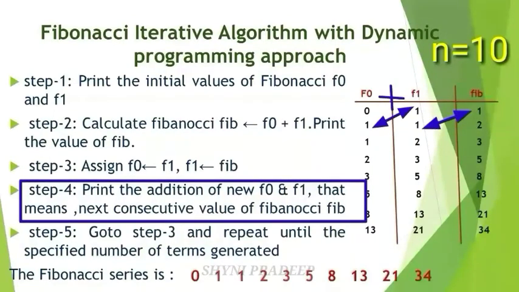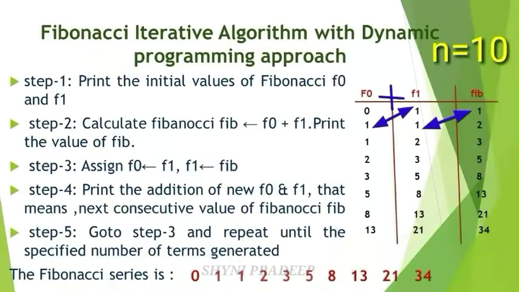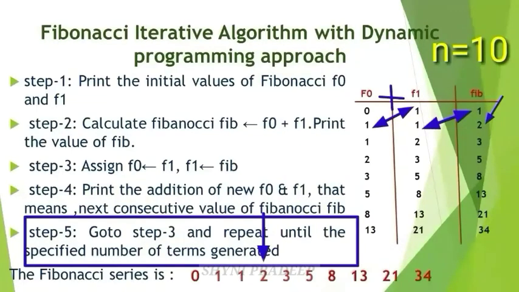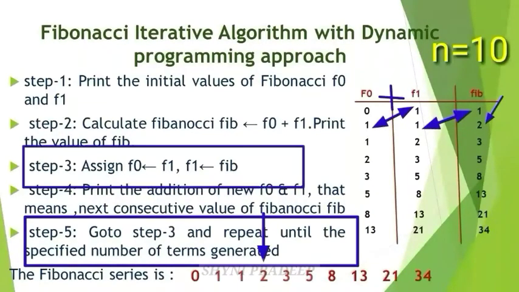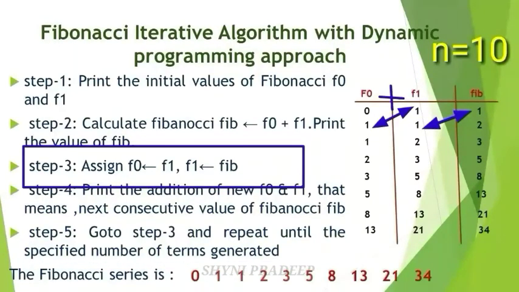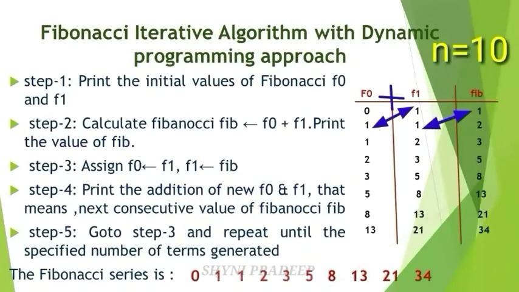Next, print the addition of new F0 and F1. New F0 and F1 means what? This one and this one. So add these two values. 1 plus 1, 2. In the 5th point, go to step 3. Step 3 means assign F0 is equal to F1 and F1 is equal to fib. Now you have to assign the F1 value to F0 and the fib value to F1.